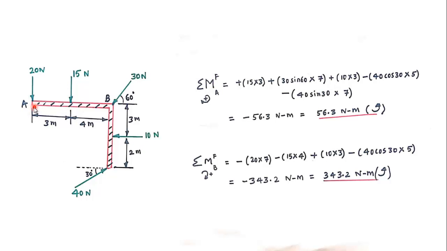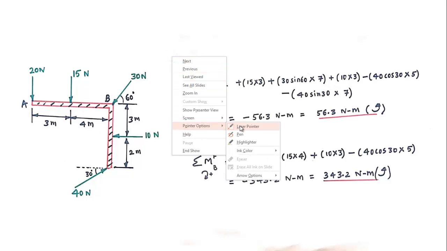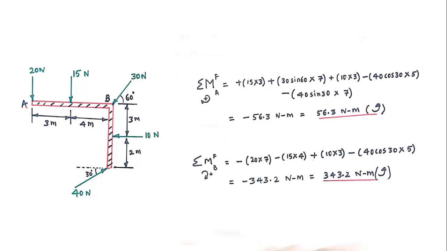Now first we will find out the moment of all the forces about point A. Okay, that means what is the understanding? If I fix this point A, if I pin joint or make a hinge support at point A, what will be the rotational effect of this bracket because of all these forces? That we have to check. So first we will find out with respect to point A.